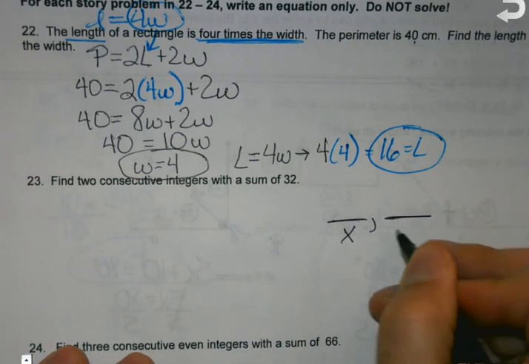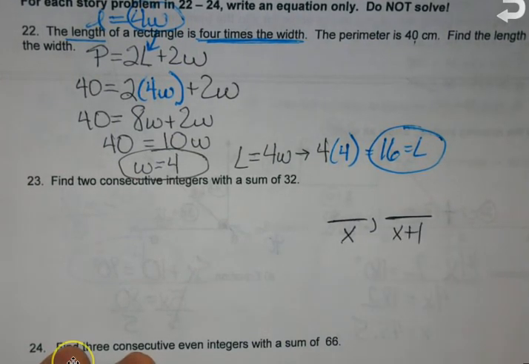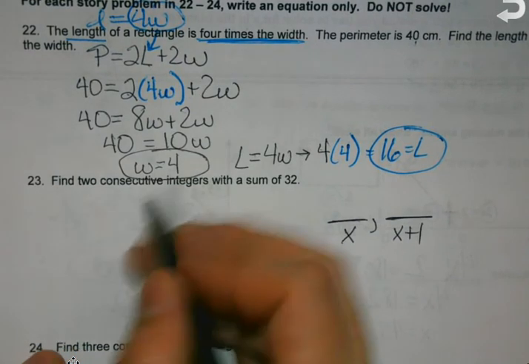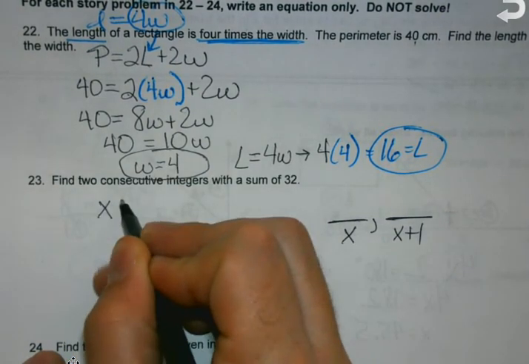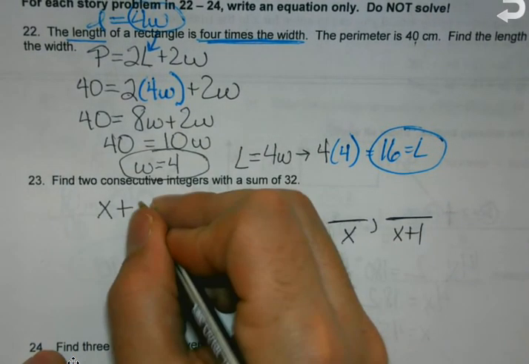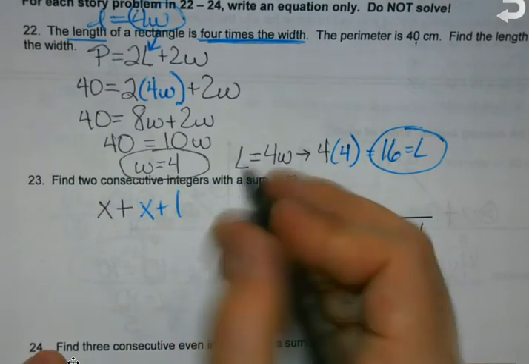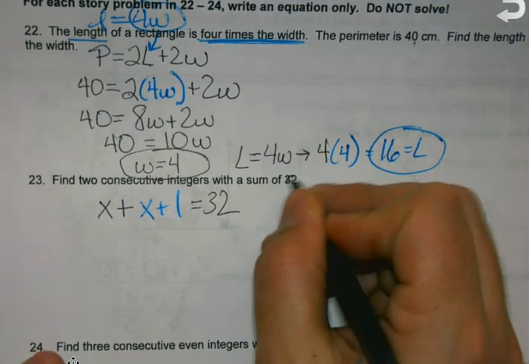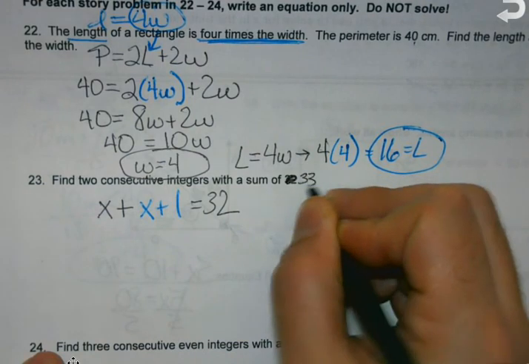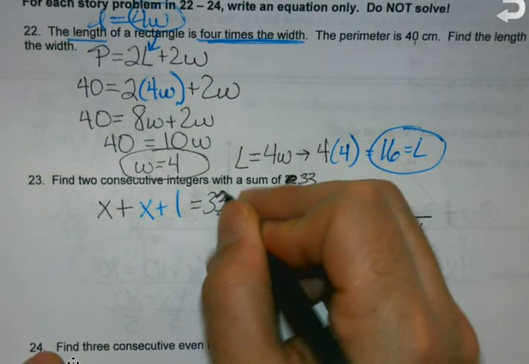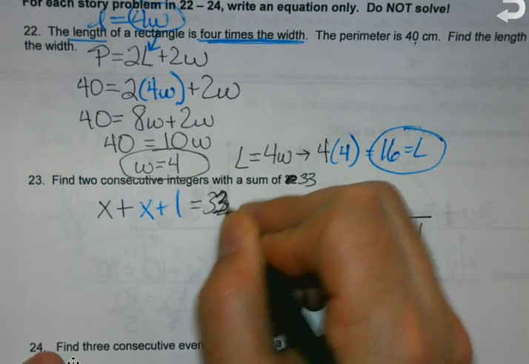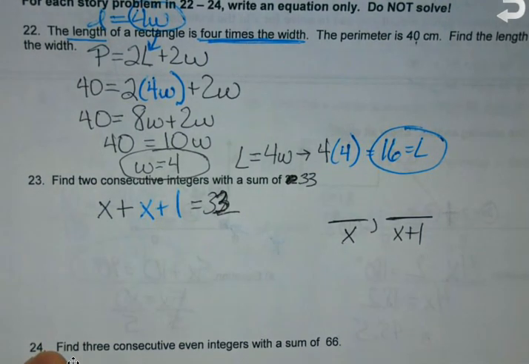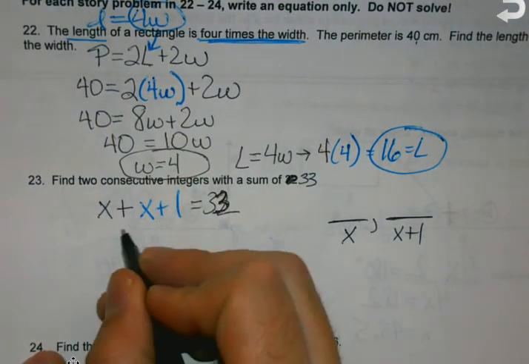X, and if I want the next number, I'm going to add 1 to it. So if I'm looking for 2 consecutive integers, it's x plus x plus 1 equals 32. Oh, that's interesting. This is going to be difficult. I'm not gonna get integers. Shoot. I messed up 32. It was supposed to be 33. Because I'm looking over here and I'm like, why is this not working? Oops, I put the wrong number down. My apologies. It's 33. Let's fix it.